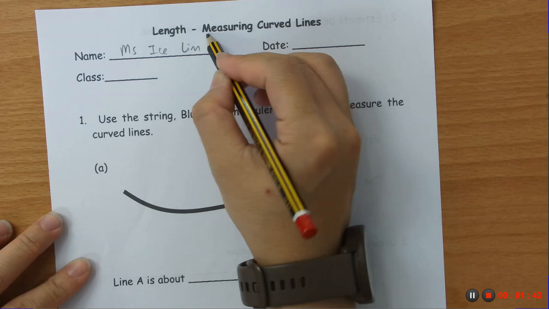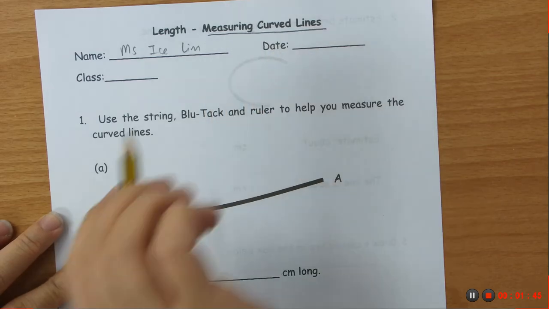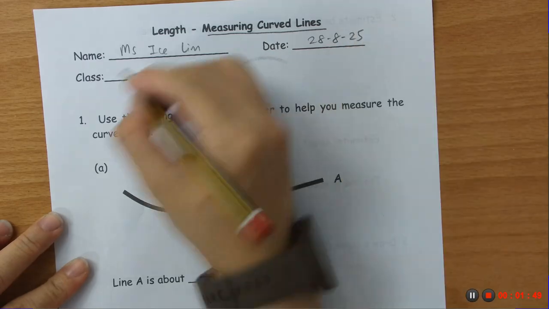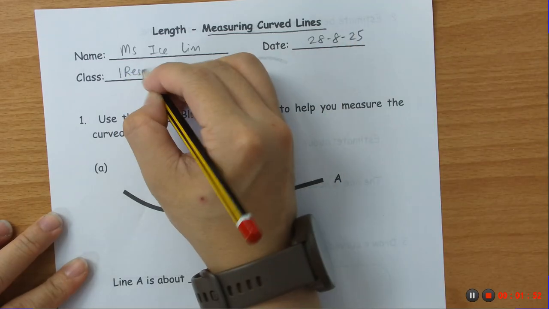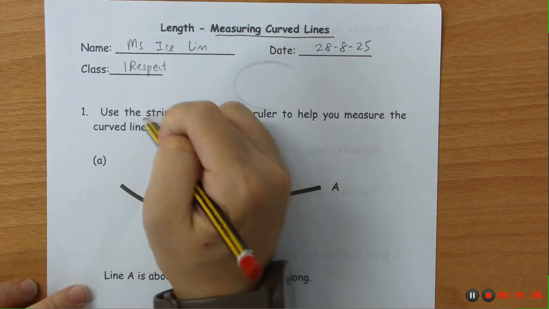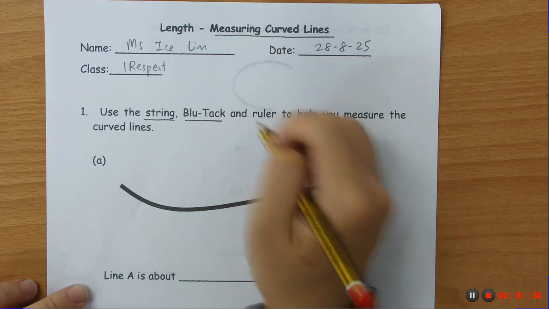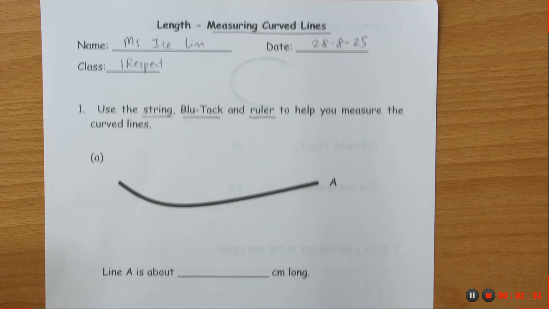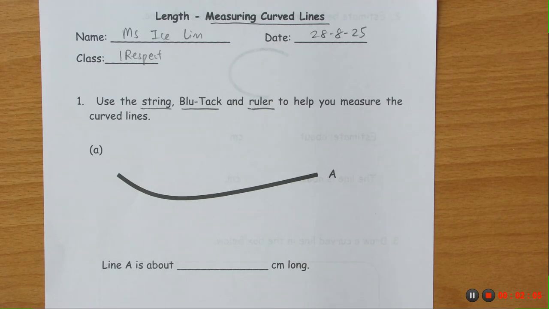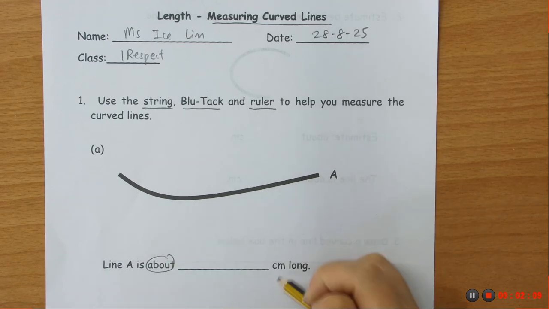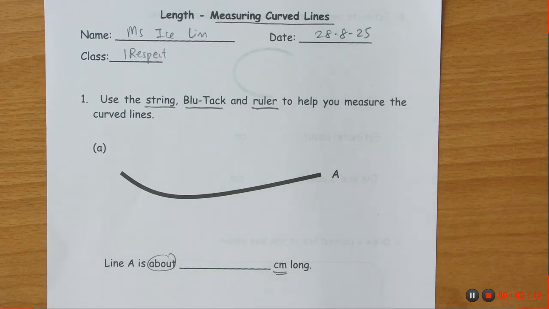This activity is on measuring curved lines. Today is the 28th of August. We are class 1 Respect. Okay, here are the tips. I need to use a string, a blue tack and a ruler to help measure the curved lines here. For example, this is a curved line, line A. And it says I need to find out about how many centimeters long this curved line is.